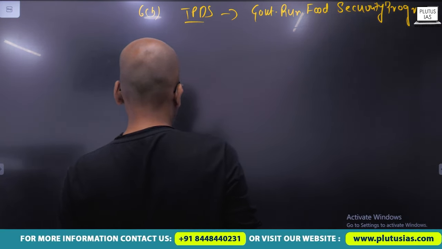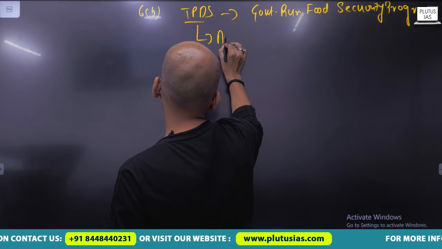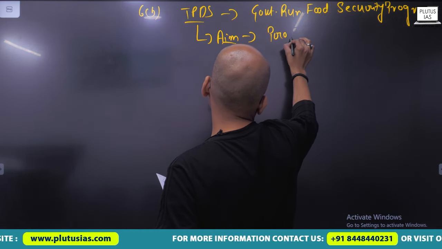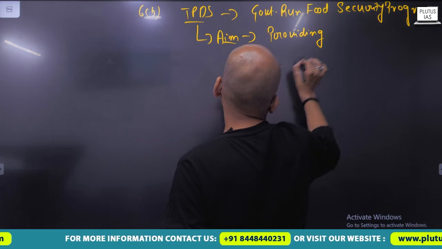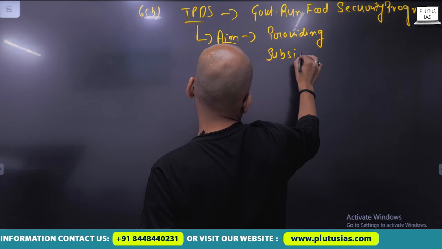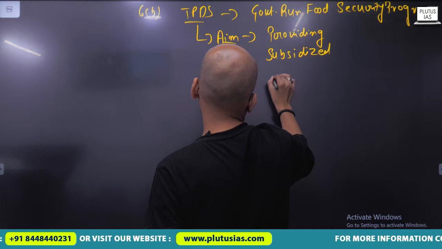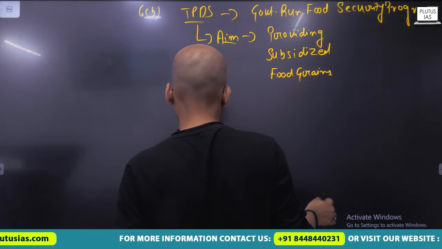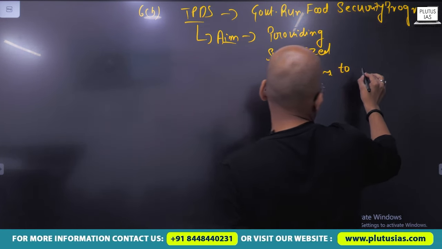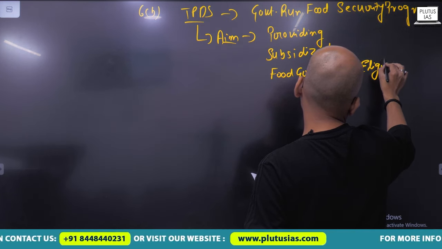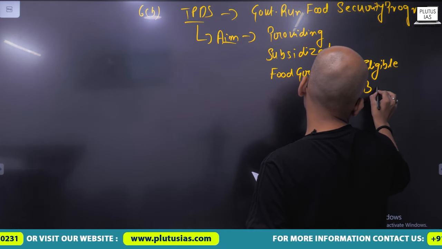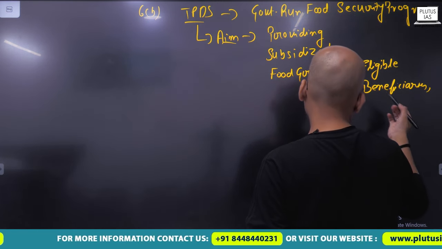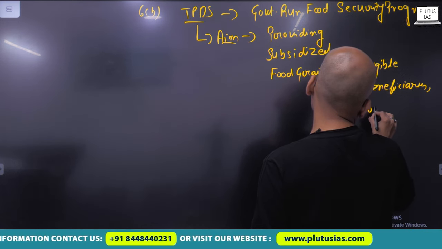Okay, and what is its aim? Its aim is providing subsidized food grains to eligible beneficiaries and basically low income households.